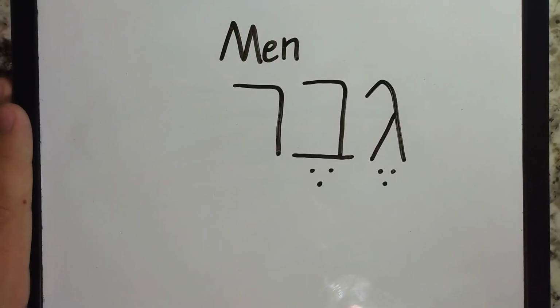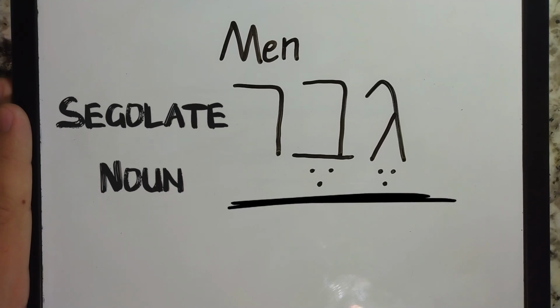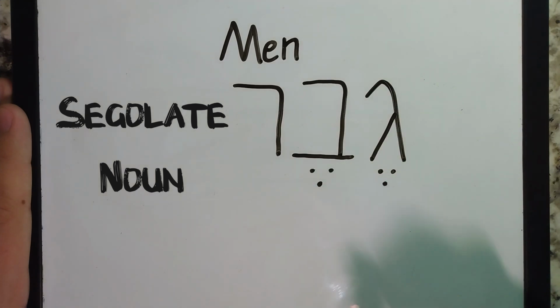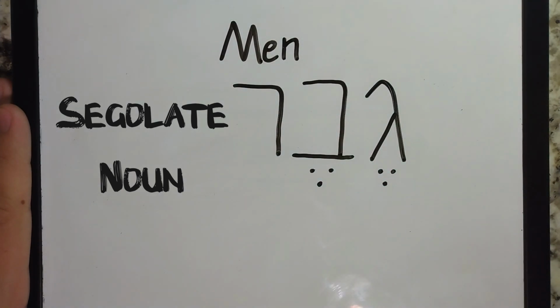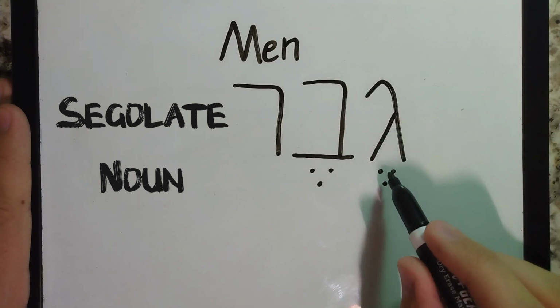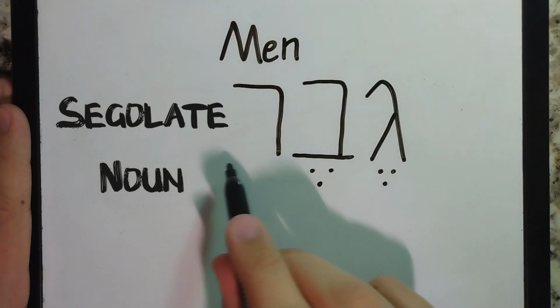So let's pluralize gever to get the Hebrew word for men. To do this, it's important to know that gever is what we call a seglet noun. These nouns are called seglet nouns because usually the last two vowels of these nouns are segols, though this is not always the case. Seglet nouns put the accent on the second to last syllable instead of the last syllable like most Hebrew nouns do. So it's pronounced GEver and not geVER.